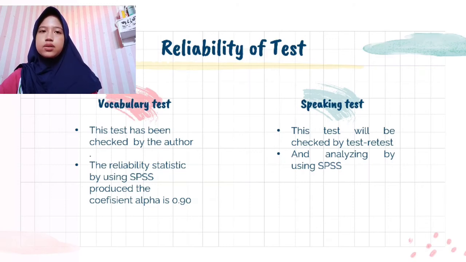And then next is reliability of speaking test. The reliability of the speaking test will be obtained from the result of conducting a test retest, and after that it will be checked through reliability statistics by using SPSS to find out whether the speaking test to be used in this research is adequate and reliable or not.